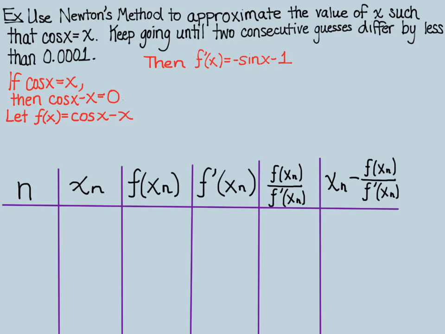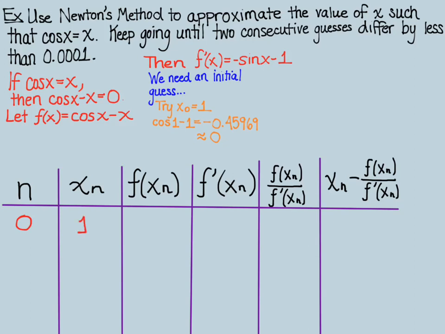And now we're ready to start filling out the table. Notice that we weren't given an initial guess in this problem, so we need to find an initial guess. We're going to try x naught equals 1. I just picked 1 at random and tried plugging it into the function, and I saw that cosine of 1 minus 1 is negative 0.45969, which is fairly close to 0. The better that your initial guess is, the fewer iterations you'll need to do.